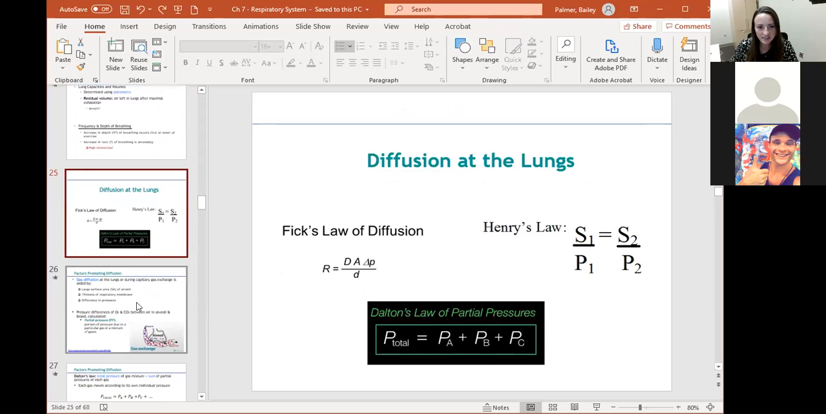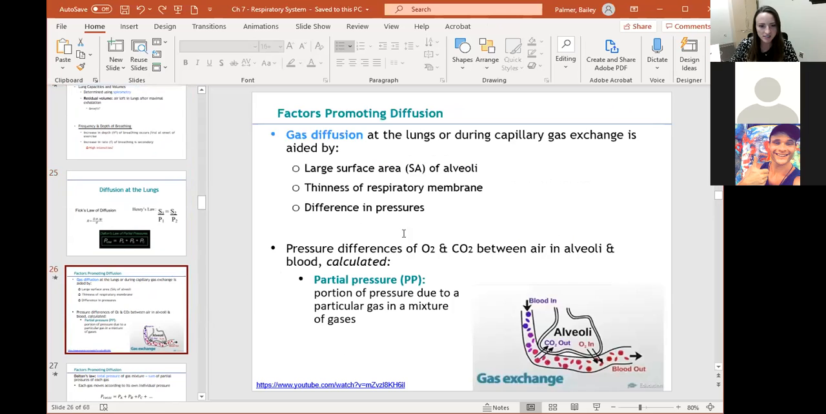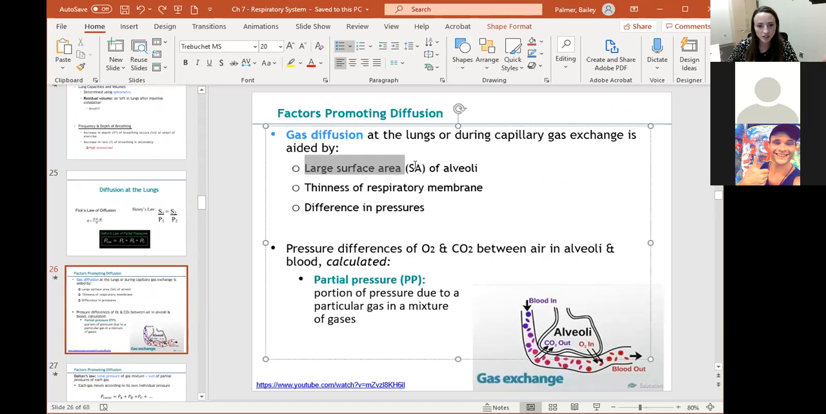All right, now we get into those laws, but first, let's kind of recap gas diffusion. This was a question on your assignment. You had to list the 3 factors that influence gas diffusion or gas exchange at the lungs. A lot of people said surface area, which is true. The alveoli create a very large surface area for gas exchange to occur.